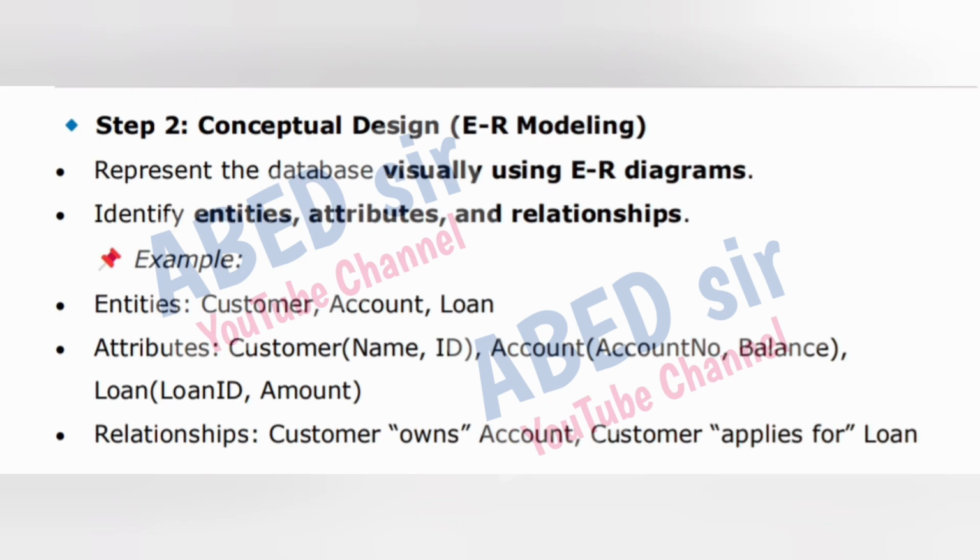Step 2. Conceptual design, modeling. Represent the database visually using diagrams. Identify entities, attributes, and relationships. Example. Entities: customer, account, loan. Attributes: customer name, ID, account no, balance, loan ID, amount. Relationships: customer owns account, customer applies for loan.